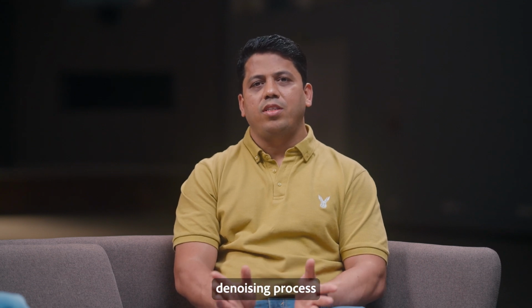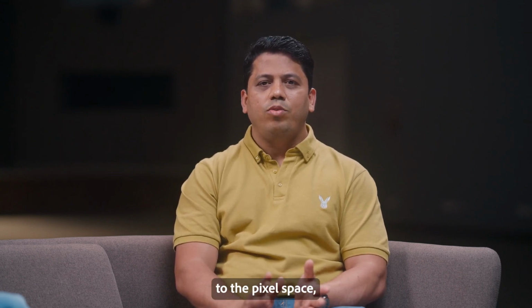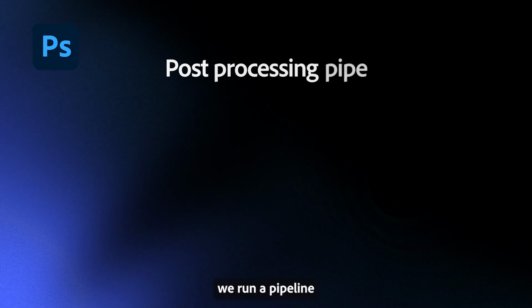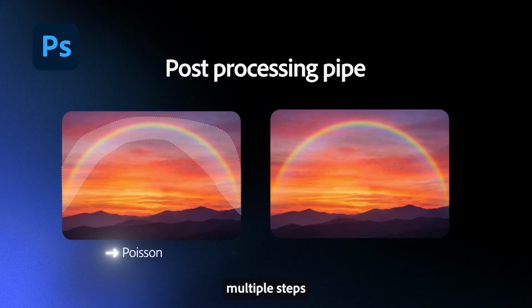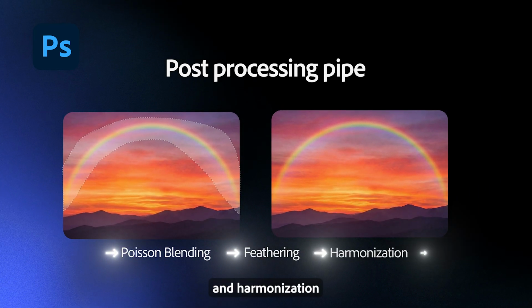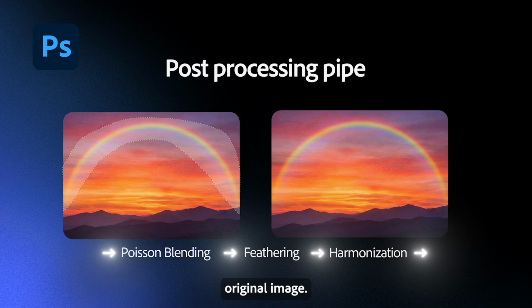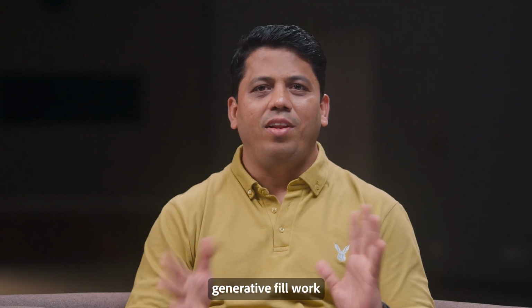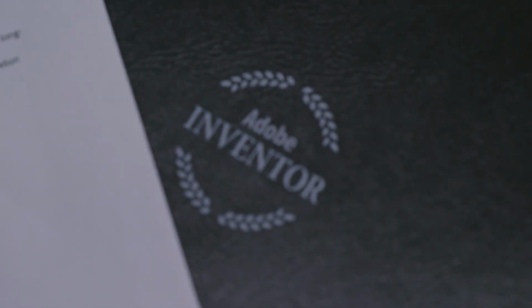Once the denoising process is complete, we decode the data to the pixel space. And then we run a pipeline where we use multiple steps like Poisson blending, feathering, and harmonization to perfectly blend it with the original image. And that's how Generative Fill works so seamlessly.